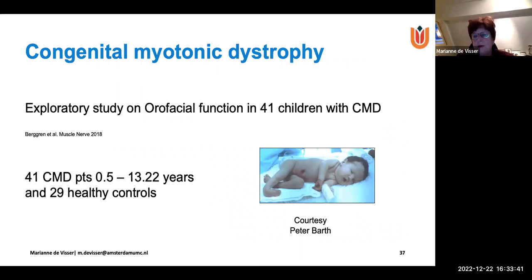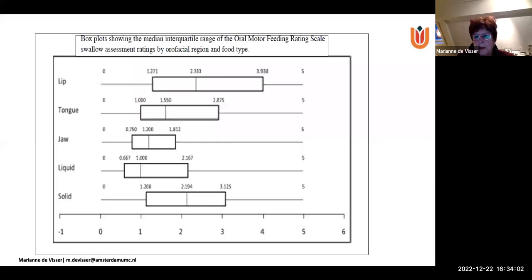Also, in congenital myotonic dystrophy, the oral function is impaired. There has been an exploratory study on the orofacial function in 41 children with congenital myotonic dystrophy, and that has been compared with healthy controls. And you can see here that due to weakness of the lip, the tongue, and the jaw, there is impaired function and difficulty with solid food, but also with liquids.